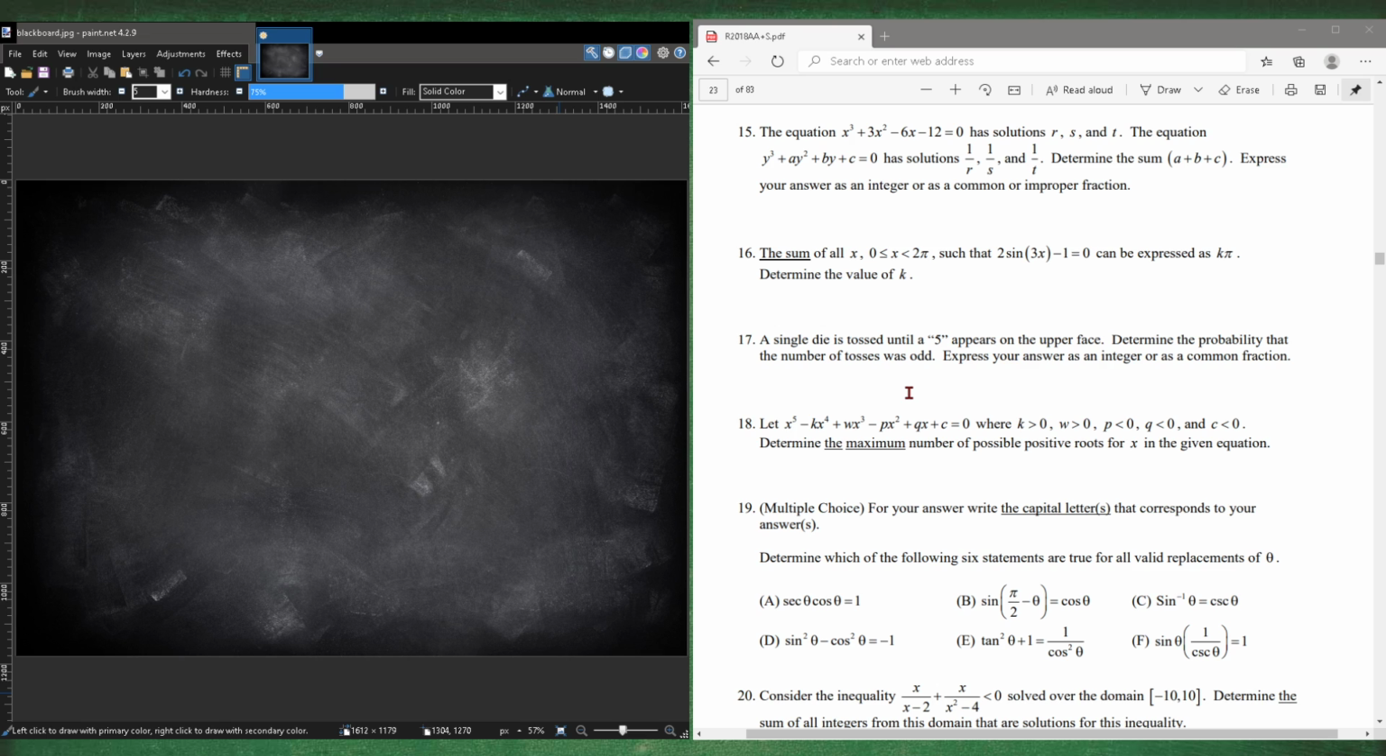Okay, now number 18. Let x to the power 5 minus k x to the 4th, plus w x to the 3 minus p x squared plus q x plus c equals 0, where k is positive, w is positive, p is negative, q is negative, and c is negative. Determine the maximum number of positive roots for x in the given equation.